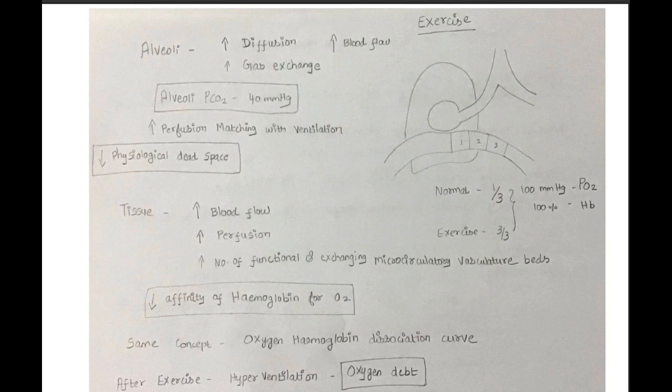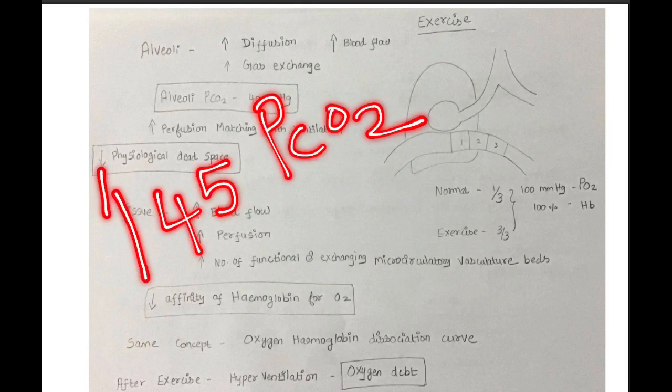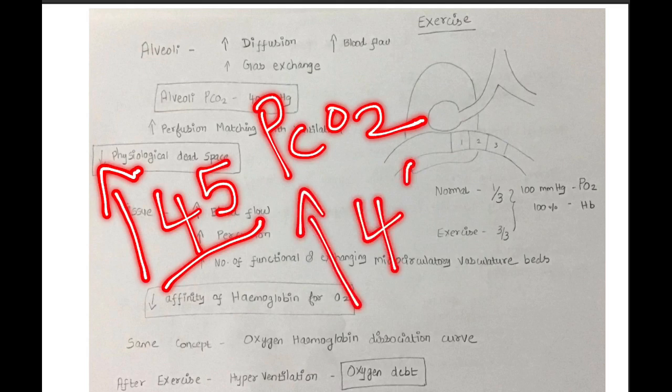So what is the normal partial pressure of carbon dioxide in the venous blood? The normal is 45 mmHg in the venous blood. During mild to moderate exercise there might be small fluctuations in the partial pressure of carbon dioxide, and during severe exercise this normal value can increase even above 46.